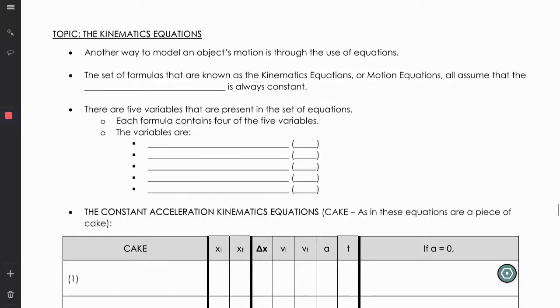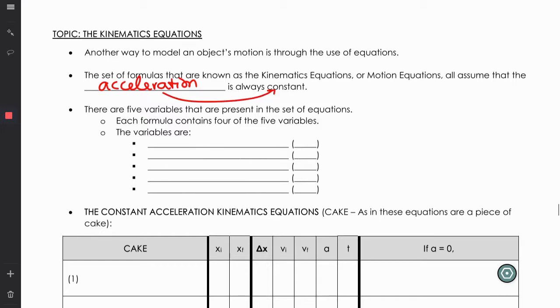Okay, so now we've hit some of the most important parts of studying kinematics, and that's actually these equations. So we've really spoken about three ways to model motion: the descriptions, the graphing, and now we're going to talk about another way, which is the equations. This is a set of formulas known as the kinematics equations or motion equations, and they all assume that the acceleration is constant.